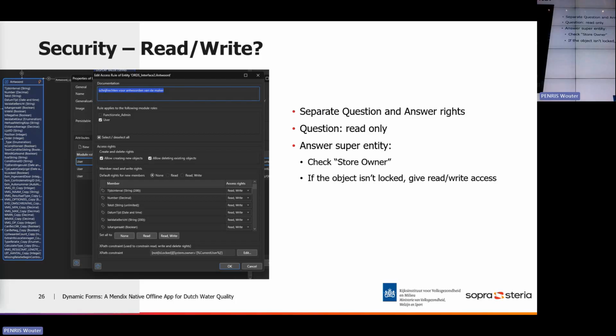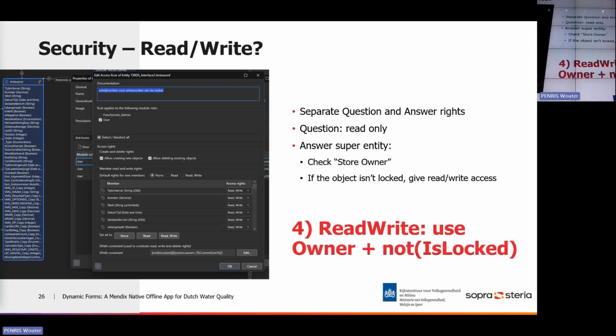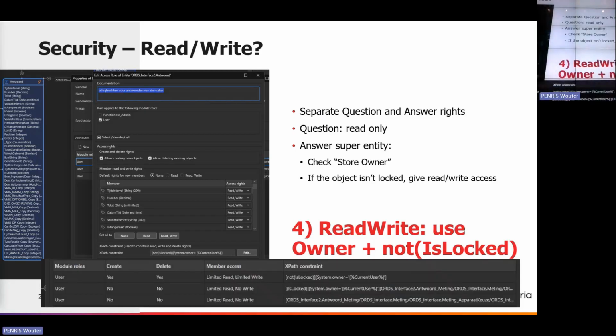And you will also add a Boolean is locked, which starts with false when it's created. And once you hand in the survey later on, and then you lock everything, you can still read it, but you can't edit it anymore. So that's the way to basically say, hey, there's a specific context in which we can allow edits of questions and prevent future edits of questions. So tip 4, read write, use owner plus not is locked. And you can see that right here.